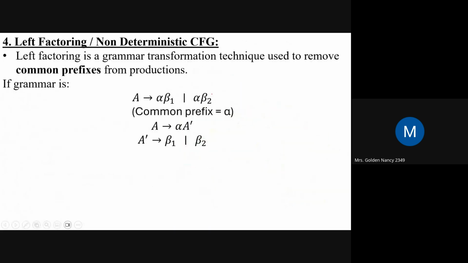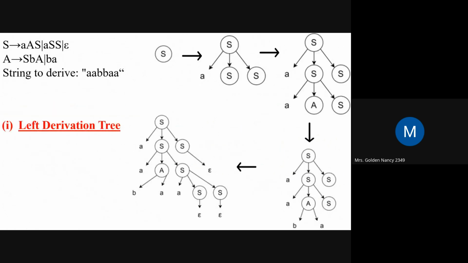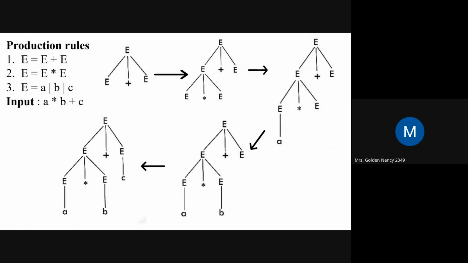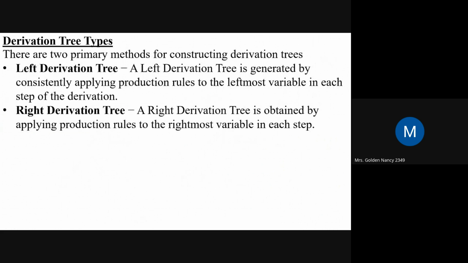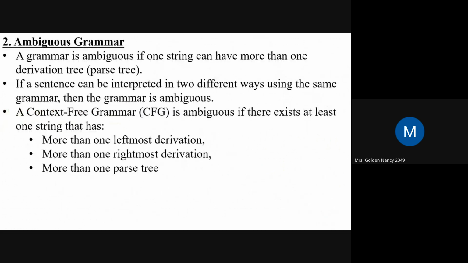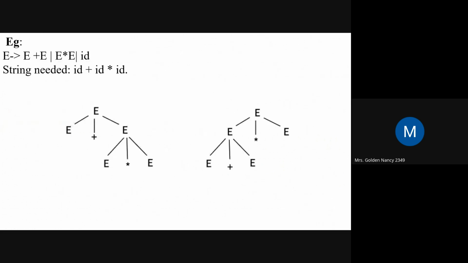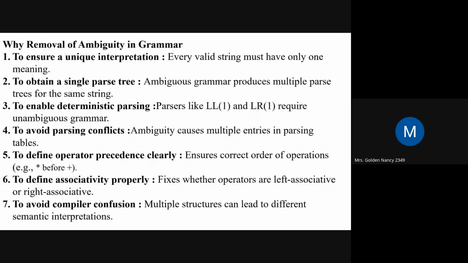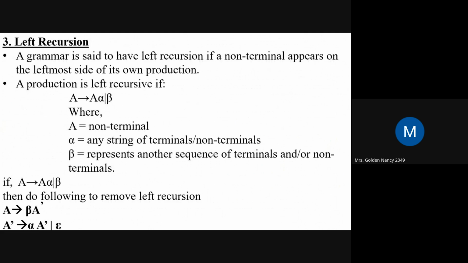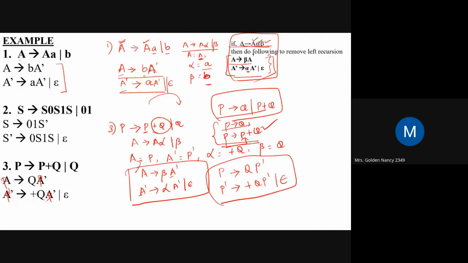Okay, so now we have completed 4 topics. One is what is derivation tree. Then we saw what are the 2 types of derivation tree. Then we saw what is ambiguous grammar. If you are doing parsing, then you should not have ambiguous grammar in some parsers. So in order to remove ambiguous grammar, we have to learn left recursion and left factoring.